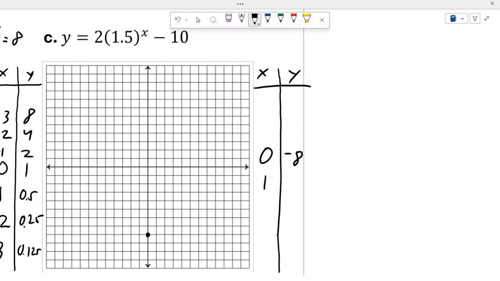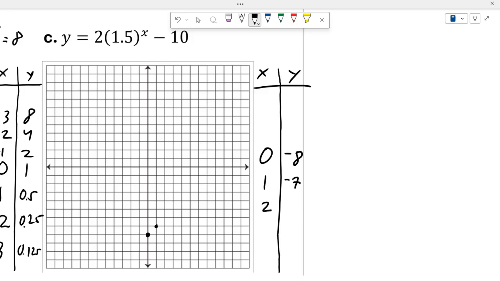1. So when I plug in a 1, I get 1.5 to the first, which is just 1.5. Then 1.5 times 2, 1.5 is 3 halves. So multiply by 2 and you get 3. And then 3 minus 10 is negative 7. And again, you want to use a calculator to figure that out. That's not a bad idea. So at 1, you get negative 7, which is right there.